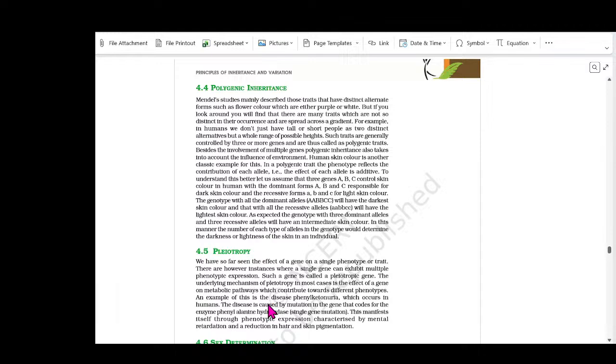The disease is caused by the mutation in the gene that codes for the enzyme phenylalanine hydroxylase. It is a single gene mutation. This manifests itself through phenotypic expression characterized by mental retardation and a reduction in hair and skin pigmentation.